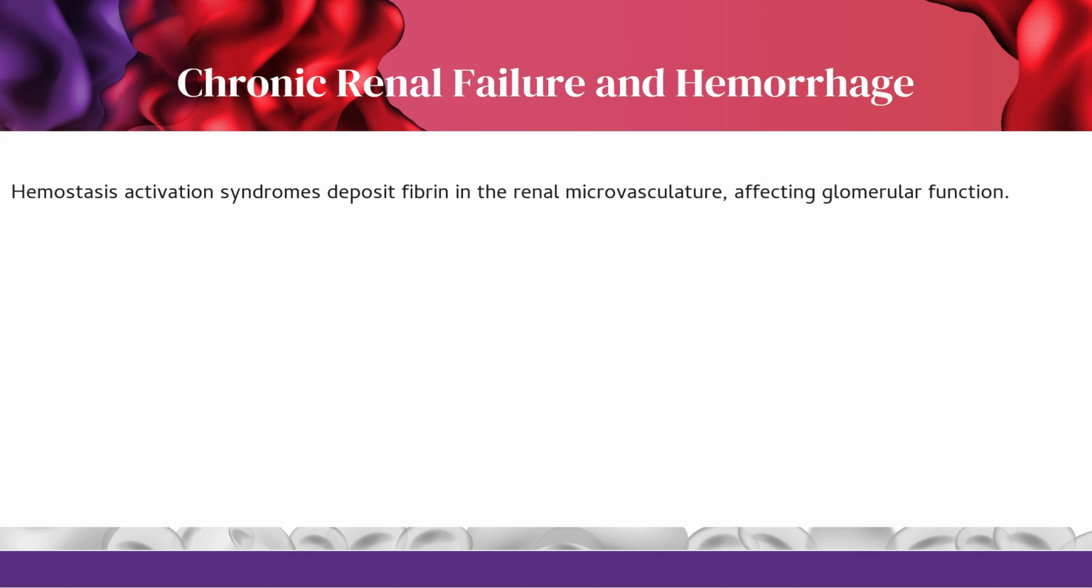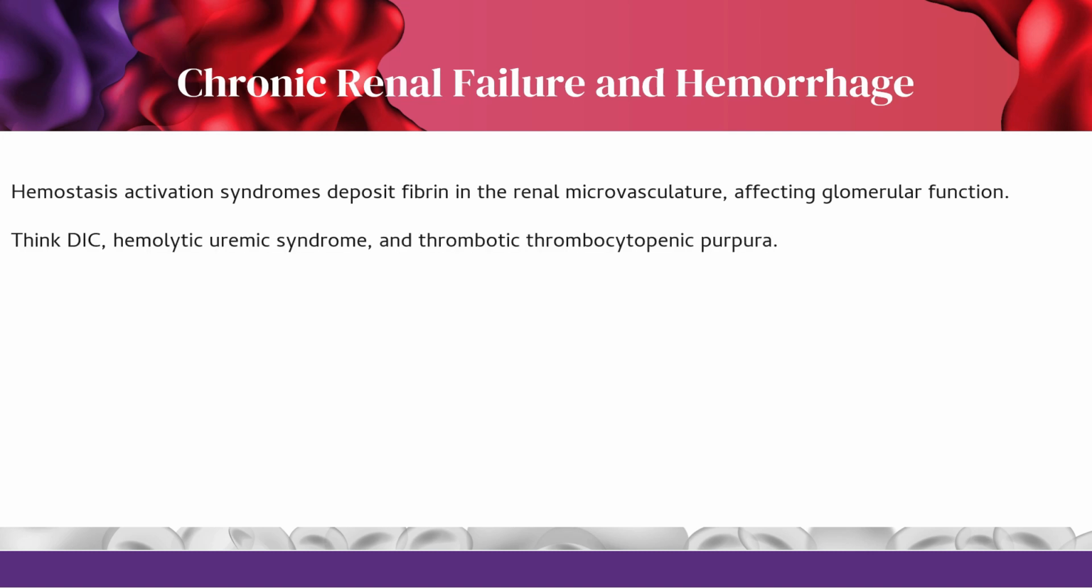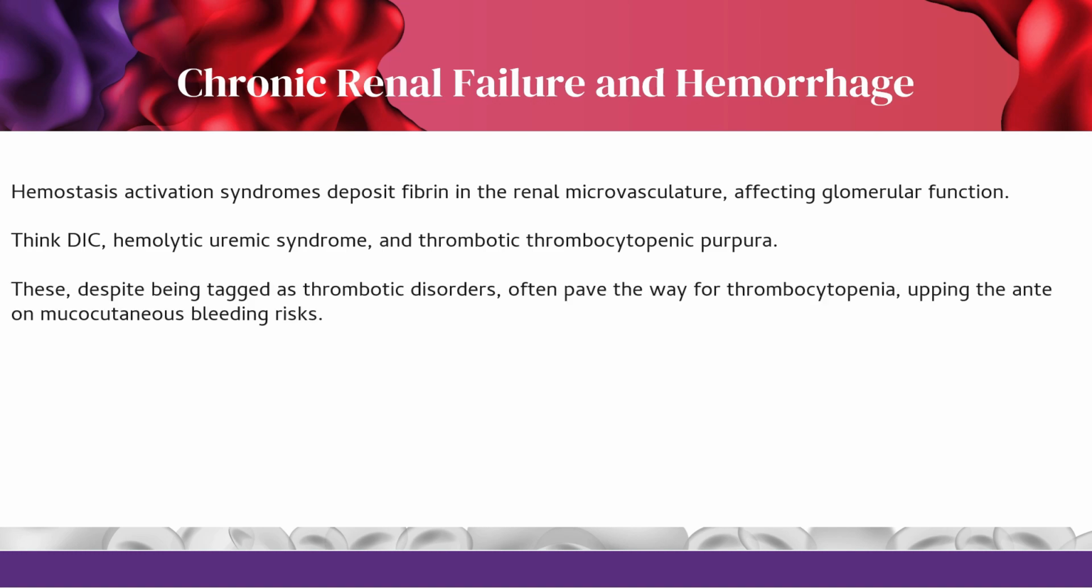They deposit fibrin in the renal microvasculature, affecting glomerular function. Think DIC, hemolytic uremic syndrome, and thrombotic thrombocytopenic purpura. These, despite being tagged as thrombotic disorders, often pave the way for thrombocytopenia, upping the ante on mucocutaneous bleeding risks.